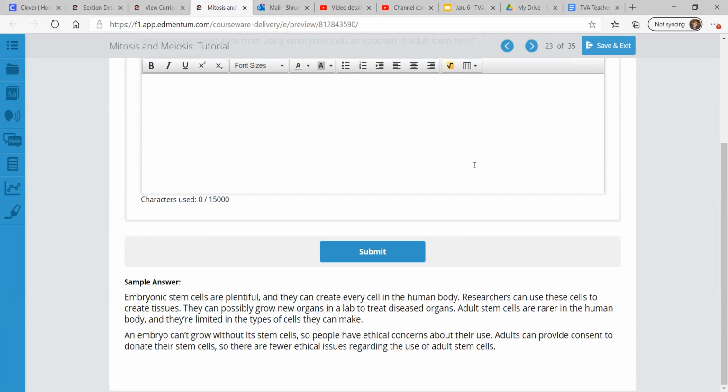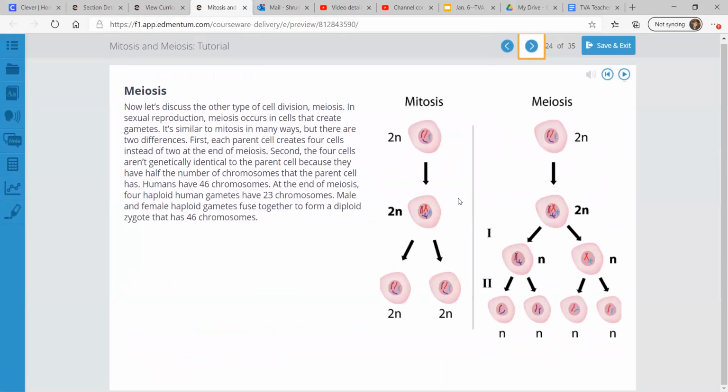An embryo can't grow without its stem cells. So people have ethical concerns about their use. Adults can provide consent to donate their stem cells. So there are fewer ethical issues regarding the use of adult stem cells. And that goes back to whether you consider an embryo a living being that has legal rights. And that's when science gets a little touchy. So I'm just going to move on. Haha. But you have to think about these hard issues sometimes in science, because science doesn't tell you what to do all the time.